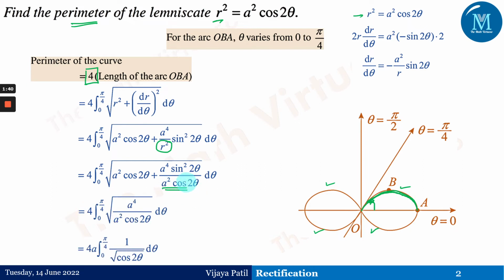After replacing with a squared cos 2θ, after the cross multiplication and adding a few terms, it's a very simple thing we have to do here. We'll be getting the next step. Please work out the few steps in between so that you engage yourself in this example. So it's nothing but the square root of a to the power 4 upon a squared cos 2θ dθ. Now a to the power 4 upon a squared gives us a squared. A is out, so we'll be getting here 4 times a, integral from 0 to π/4 of 1 upon the square root of cos 2θ dθ.